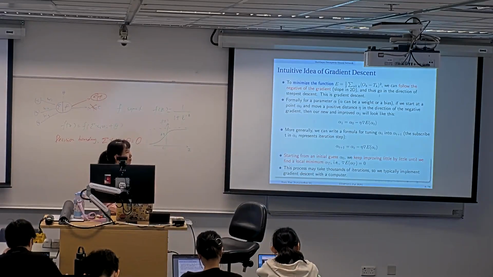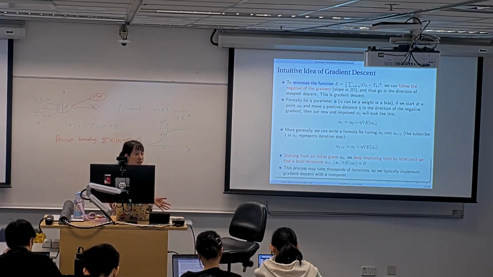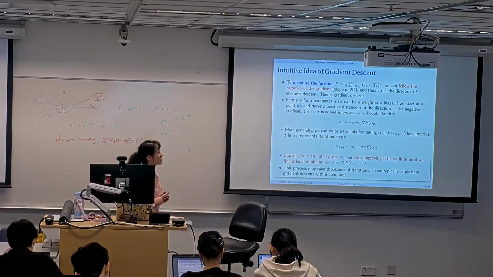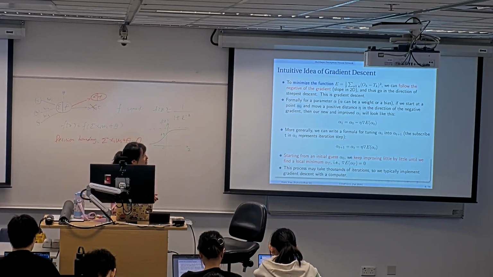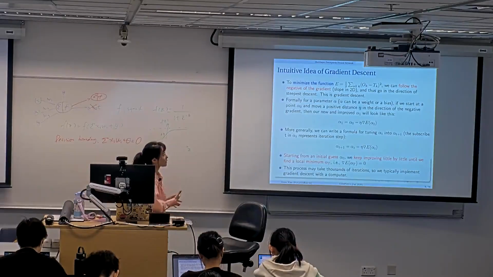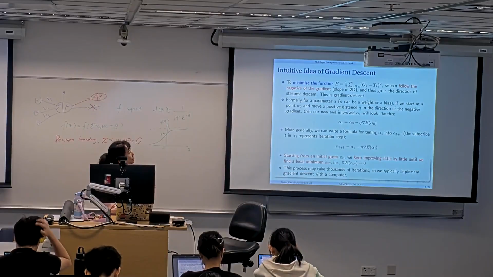Formally, suppose we have a parameter alpha, which can be a weight or a bias. Anyway, it's just a parameter in the neural network. Then we start with some random initialization, alpha 0. And then we move a positive distance, decided by the learning rate eta, in the direction of the negative gradient. Then our new and improved alpha 1 will look like this.